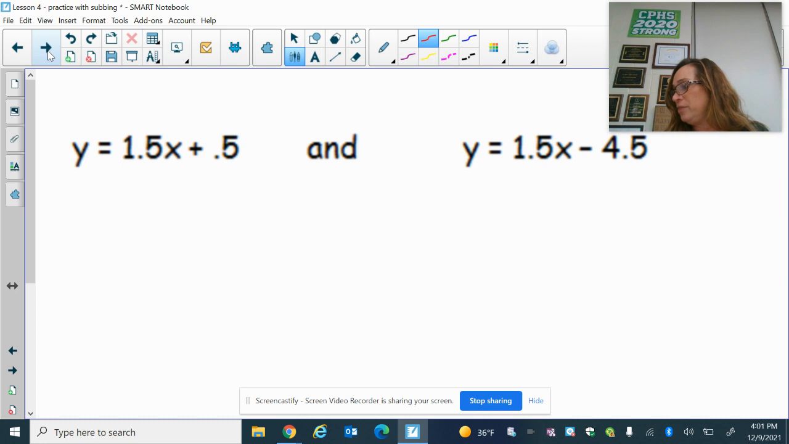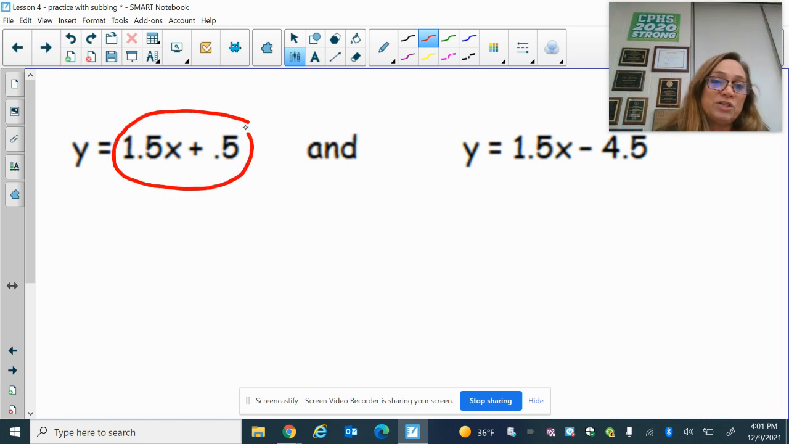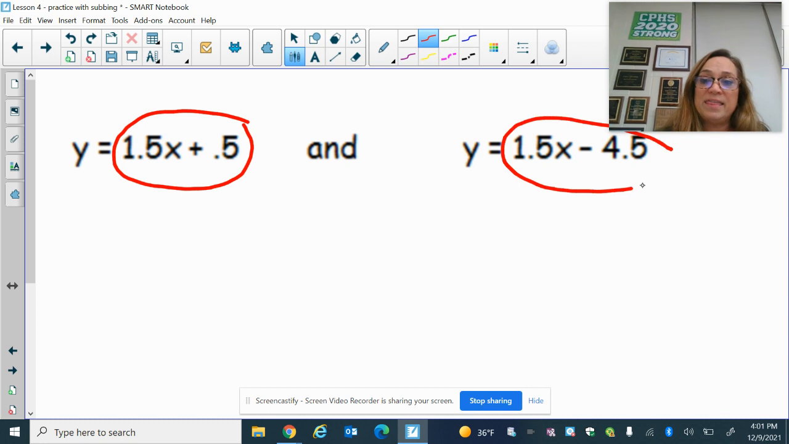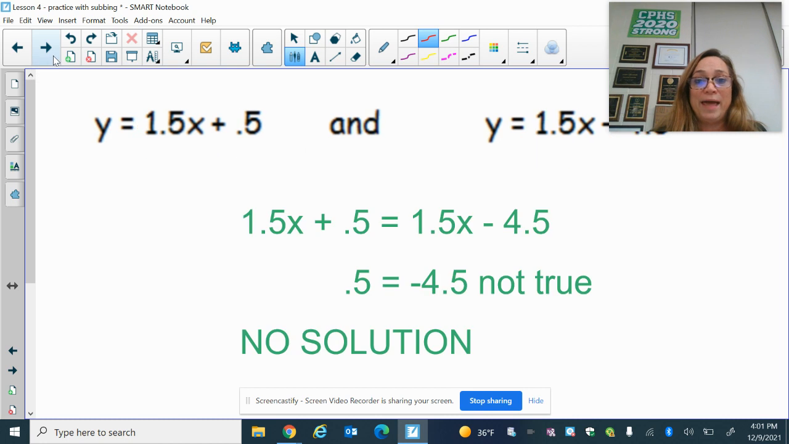All right, so example 3. If you didn't already do this, then pause the video and do it. So this is going to follow the premise of the first one, where if something is equal to y and something else is equal to y, then they have to be equal to each other. So I'm going to take this expression and set it equal to this expression. And you might notice something right away, that you have the 1.5x and the 1.5x.